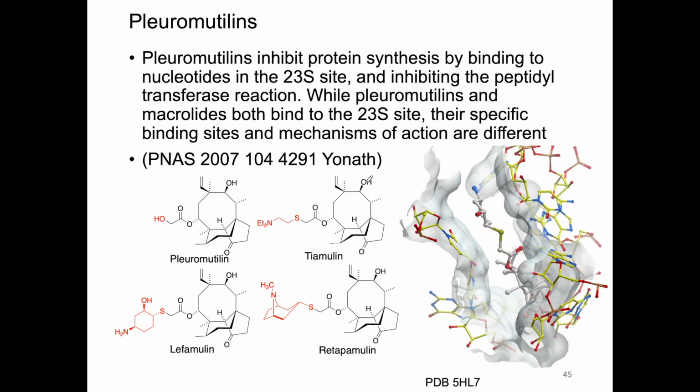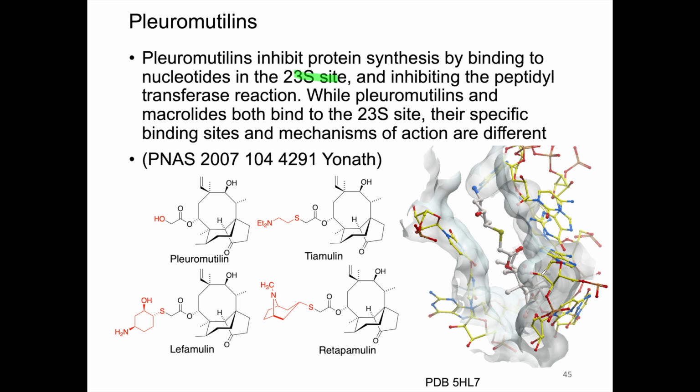Another group of drugs are the pleuromutilins. These also bind the ribosome. They bind the 23S site, and they inhibit the peptidyl transferase reactions. That's the transfer of the polypeptide chain. So making that amide bond, they stop that process. So shown on the right-hand side is how the drugs fit into the active site or into the ribosome.